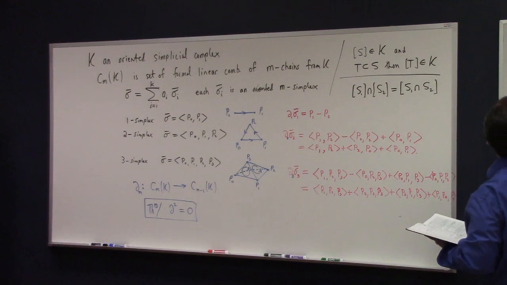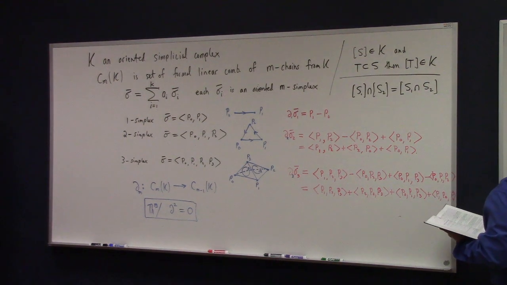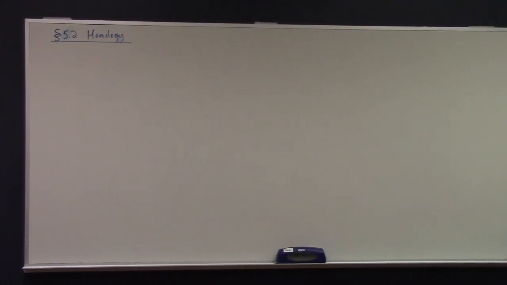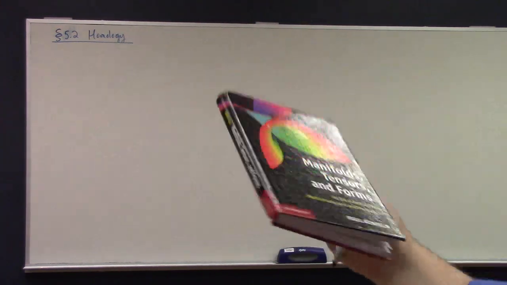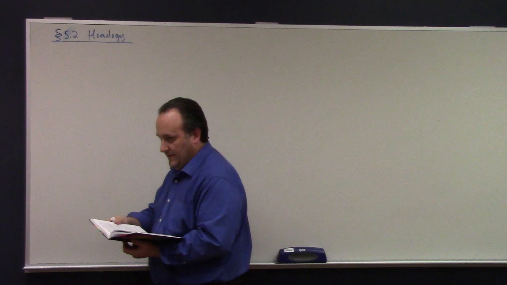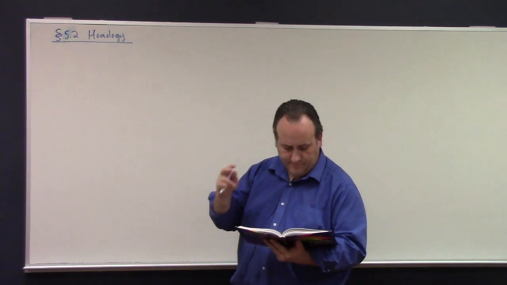So that brings us to section 5.2 of Renteln, which is on homology. All right. And again, just to make clear where I'm working from, this delightful little book called Manifolds, Tensors, and Forms: An Introduction for Mathematicians and Physicists by Paul Renteln. And I find it to be a wonderful little book.